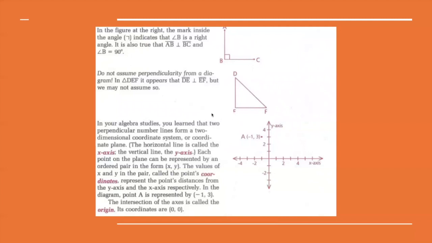In algebra, we learned that 2 perpendicular number lines form a 2-dimensional coordinate system, or coordinate plane. The horizontal line is called the x-axis, and the vertical line is the y-axis. Each point on the plane can be represented by an ordered pair in the form (x, y). The values of x and y in the pair are called the coordinates, and they represent the point's distances from the y-axis and the x-axis respectively. In the diagram, point A is represented by (-1, 3). The intersection of the axes is called the origin. Its coordinates are (0, 0).